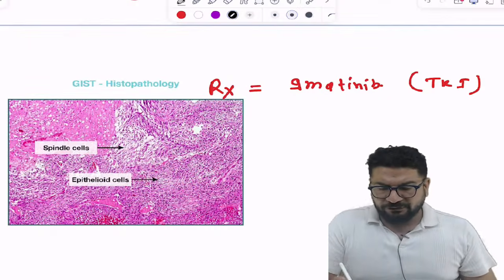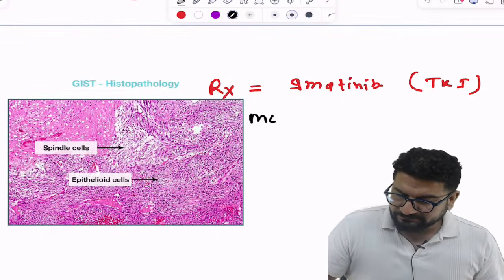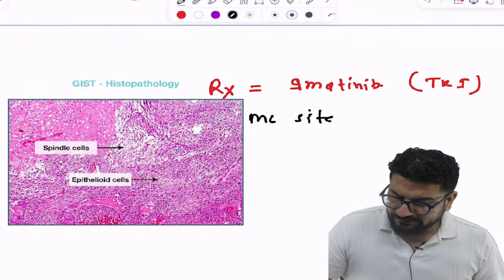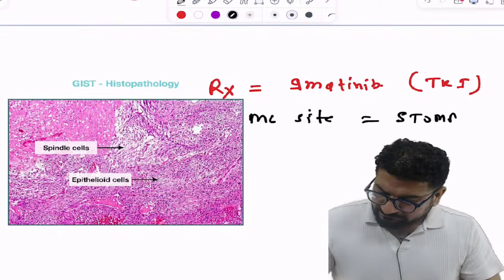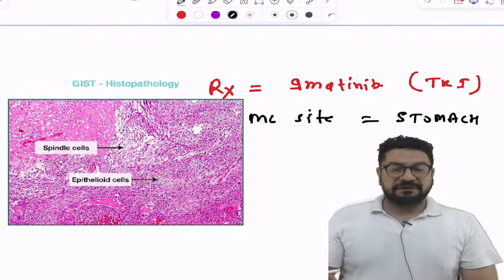Then they ask you why GIST occurs. It is basically a tumor. Most common site of GIST will be stomach. Most common site will be stomach.